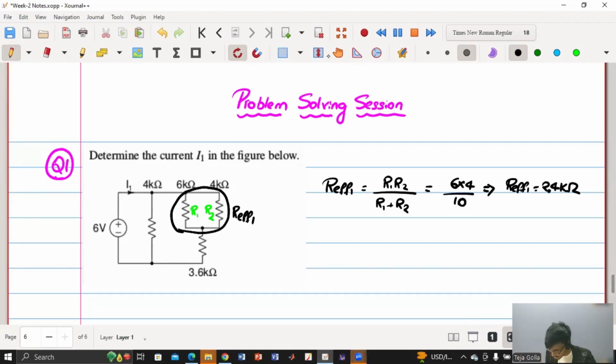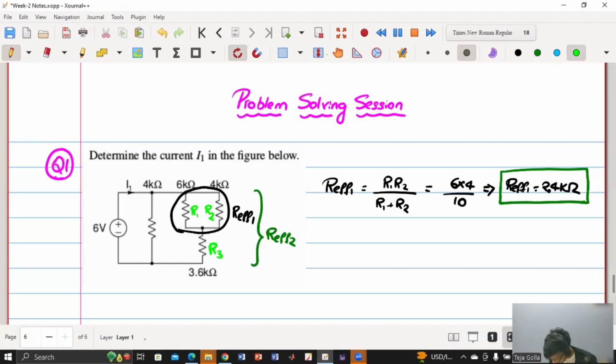2.4. I think someone has already mentioned in the chat 1 by 6, 1 by 4, 2.4. Yes. And Gayatri has also answered the overall current, which we'll check whether it is correct or wrong. So this is my R effective 1. Now I want R effective 2, so this entire sum I will call R effective 2. Let us call this R3 and this one R4. So now what is my R effective 2?